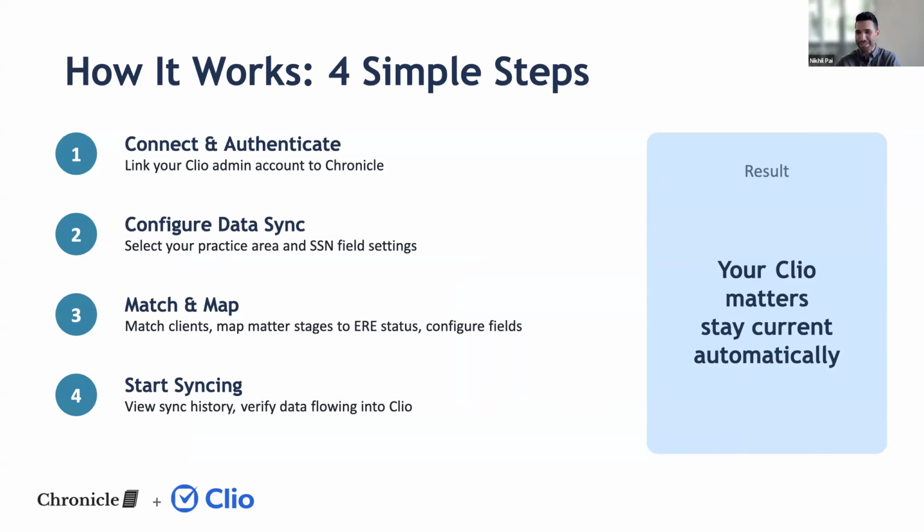So it works in four simple steps, and I'll be walking through all that. First is you have to connect and authenticate. We are an approved plugin with Clio, so we'll have direct connection to your Clio systems, and you'll have to authenticate that. Then you have to configure your sync, so you have to tell us how we actually match the Chronicle clients to the Clio clients in Matters. Then you can actually configure your matching, so how this data flows into each field or stage or folder. And then finally, you can start the sync and actually start seeing that data flow into Clio.